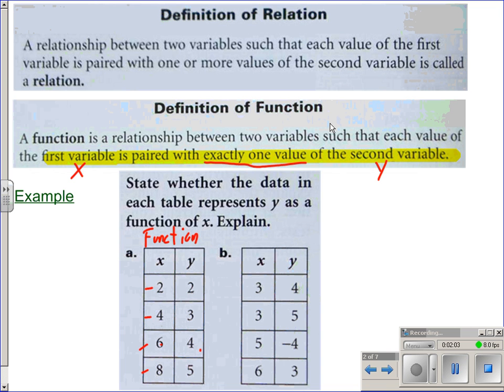All right, part B. Again, same idea. Is this a function or not? So looking at these first two x values, it's the same x value. So that's 3. X value 3 goes to y value 4. X value 3 goes to y value 5. That is a single x value going to two different y values. A function can't have that. So this is not a function. Again, in order for it to be a function, one x value goes to exactly one y value. If you have to go into two different y values, not a function.